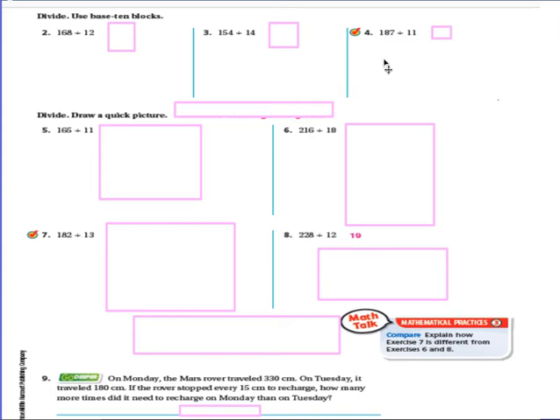And then we'll go on to 187. I want you guys to do that on your own. And then we're going to go down here and draw a quick picture. Now, your quick picture is going to be exactly what it should look like. I'll show you what that should look like as you're doing it. Let's go back to this one and get started.